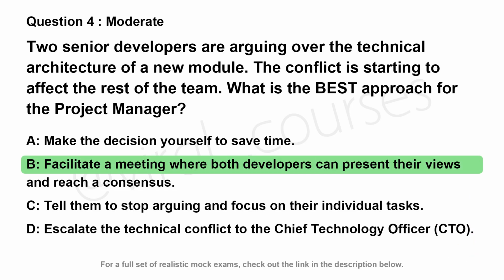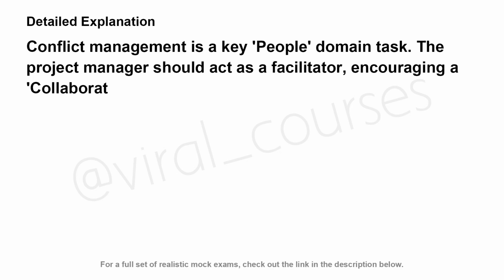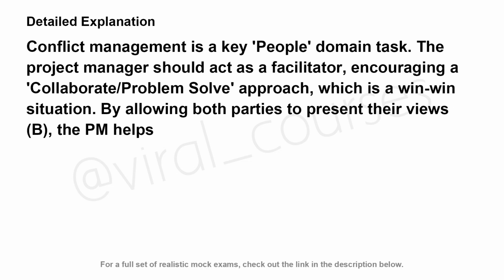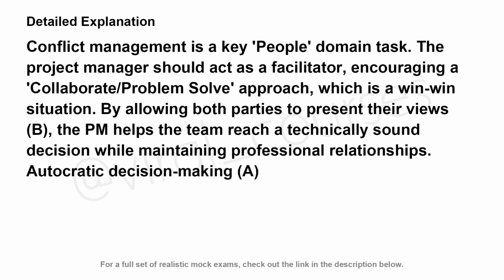The correct answer is B. Conflict management is a key people-domain task. The project manager should act as a facilitator, encouraging a collaborative, problem-solving approach, which is a win-win situation, by allowing both parties to present their views. B. The PM helps the team reach a technically sound decision while maintaining professional relationships. Autocratic decision-making, A, should be a last resort.